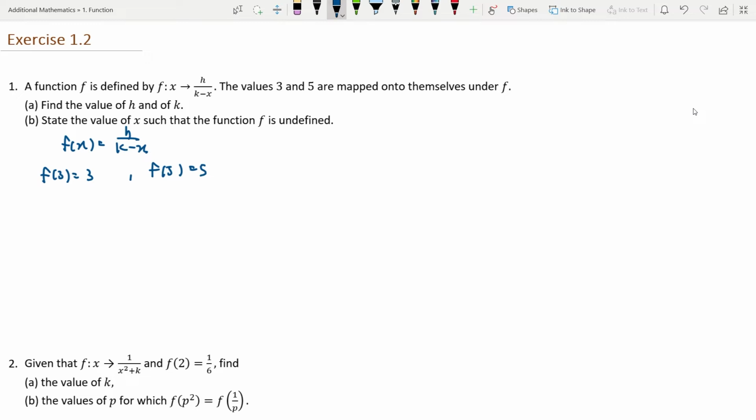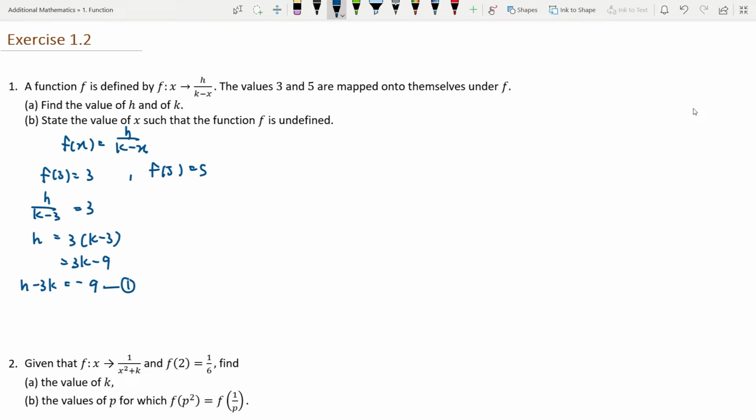This question is similar to the example that we did. For f(3), we substitute x equals 3 into the function. We have h over k minus 3 equals 3. Multiply both sides by k minus 3. We have h equals 3(k minus 3), expand it, 3k minus 9. Then we put all the terms with unknown at one side and constant at the other side. So we get h minus 3k equals negative 9. This will be our first equation.